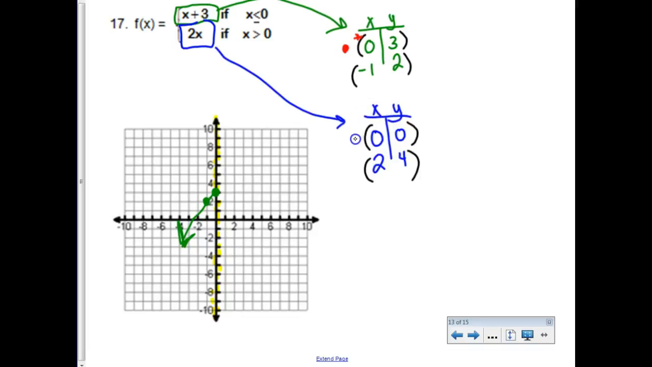What kind of point are we talking about for this first one? Open circle or closed circle? Open, because it is not equal to on the boundary line. So at 0, 0, we have an enlarged open circle so I don't have to squint to figure out if it's open or not. And then 2, 4. And then connect the dots from the boundary line outwards.